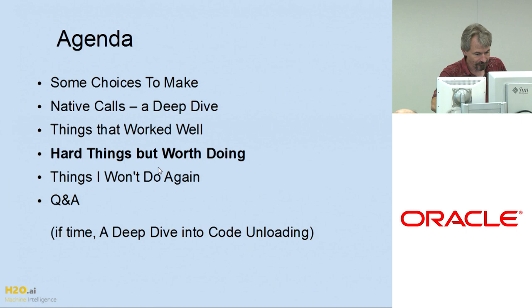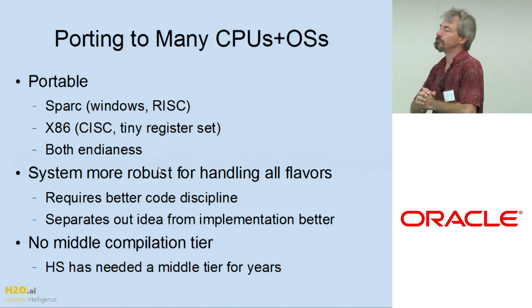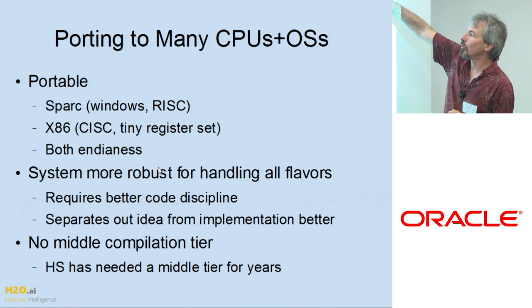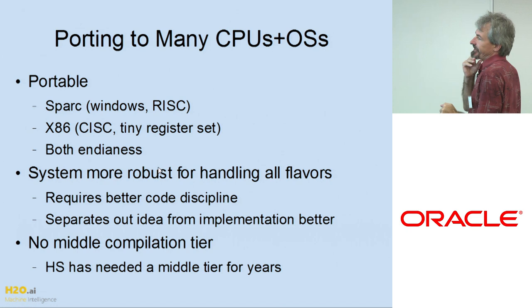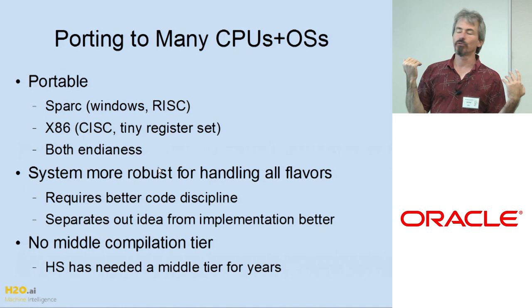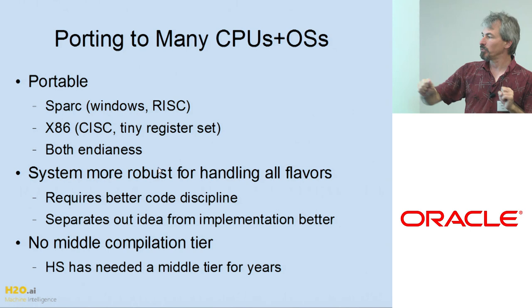Hard things, but worth doing. Things that took a lot more engineering work than I thought they would. Being portable. Being portable was a giant pain, but it made the system separate out implementation from architecture in a great way. So the architecture and implementation got split, you got much better code discipline, and suddenly it was a lot easier to understand what was intended.